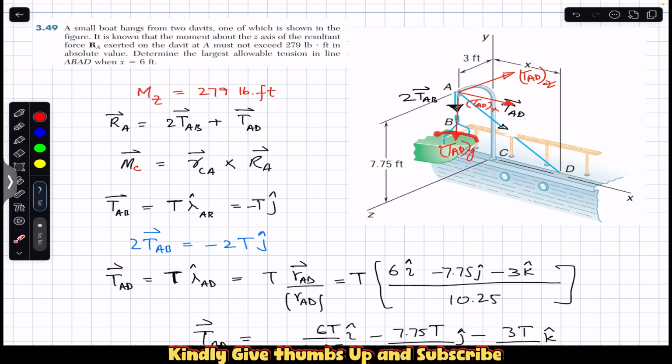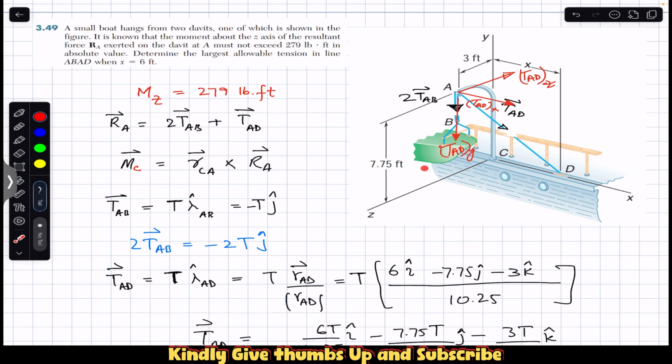Now this y component of T_AD is also intersecting the z-axis, so it is not going to produce a moment about the z-axis. Similarly, this z component is parallel to the z-axis. It can only move point A along the z-axis, so it cannot produce a moment about the z-axis. So the only component of T_AD that is going to produce the moment about the z-axis is the x component, and this is producing that clockwise moment we have just discussed.